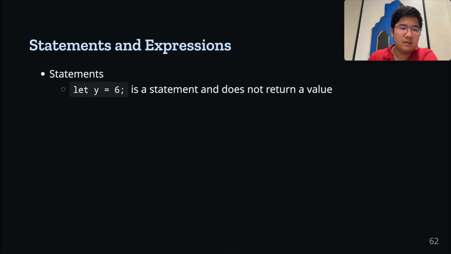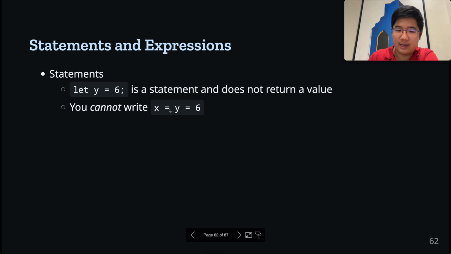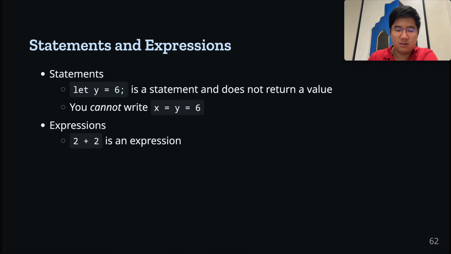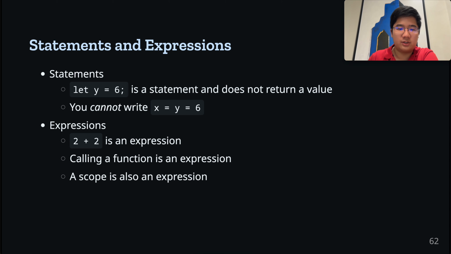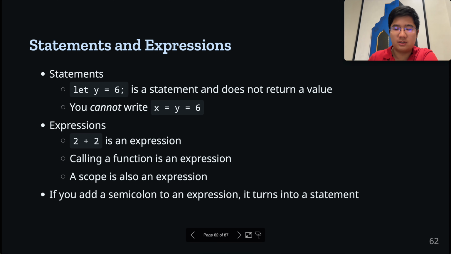Statements do not return a value. You cannot write x equals y equals 6. y equals 6 does not return a value. This will not compile. Expressions: 2 plus 2 is an expression. Calling a function is an expression. Scope is also an expression. What do we mean by that? A scope is an expression? We'll talk about that soon. If you add a semicolon to an expression, it turns into a statement.